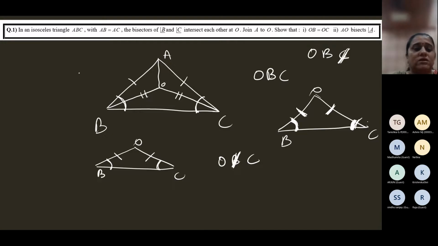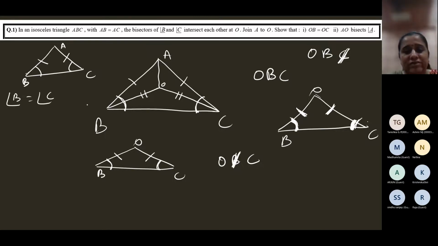So now, in the whole triangle ABC, we know that AB is equal to AC. So by the theorem, angle C is equal to angle B. So let's start from there. Angle B is equal to angle C. Why? Because AB is equal to AC. So when two sides are equal, the angles opposite to them are also equal. Opposite to this side is this angle. So angle B is equal to angle C.